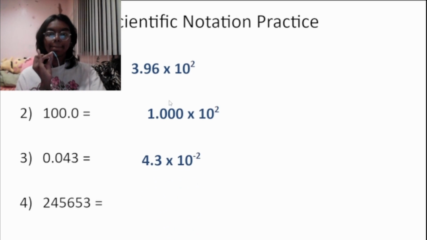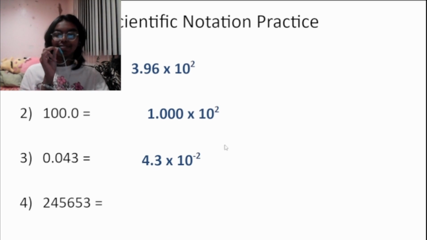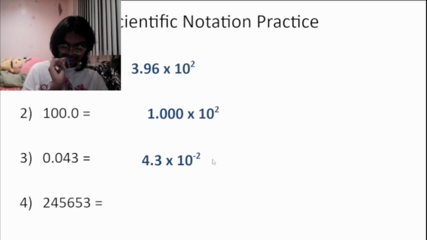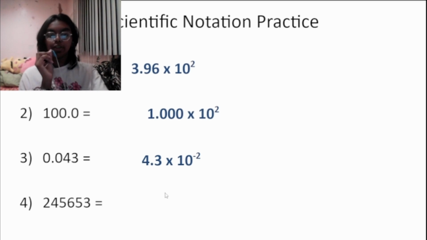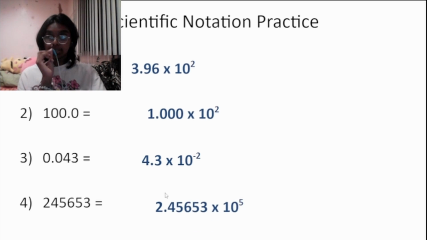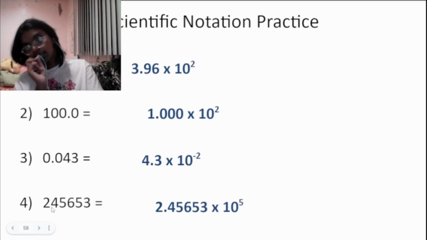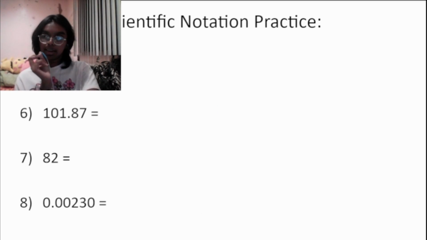Number 3, 4.3 multiplied by 10 to the negative 2 power. So you need one whole number, so you're going to move the decimal place 2 times to the right, and that's why it's a negative 2. And then number 4, 2.45653 multiplied by 10 to the 5th. Why? Because there's a decimal place here, 1, 2, 3, 4, 5, to get you one whole number, right? And because you moved it to the left, it is to the 5th power. Here are some more, so pause the video and do them.